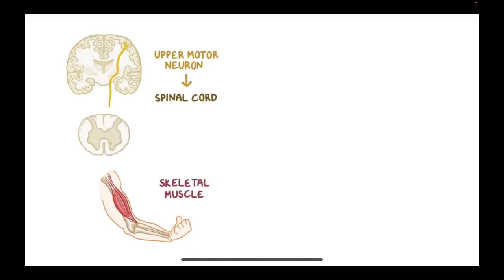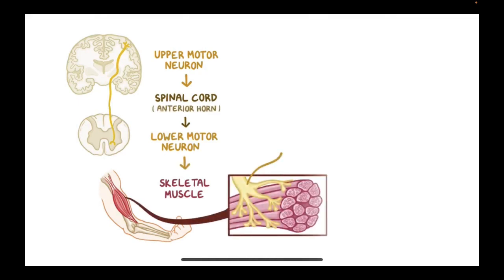In this video, we'll be talking about muscle contraction. In order for the skeletal muscle to contract, our brain will send signals from the upper motor neuron down the spinal cord, where it synapses with the cell body of the lower motor neuron located at the anterior horns of the spinal cord.